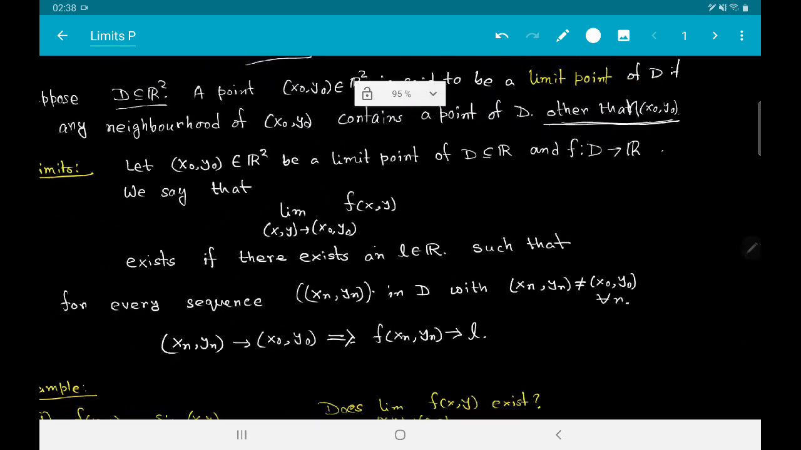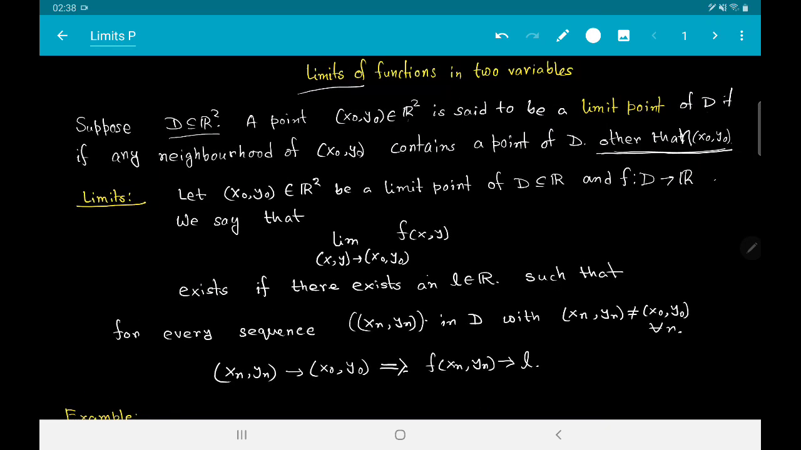Let us now forget about the discussion that we have just done and proceed to the definition of limits. So suppose that I have taken D to be a subset of R2.